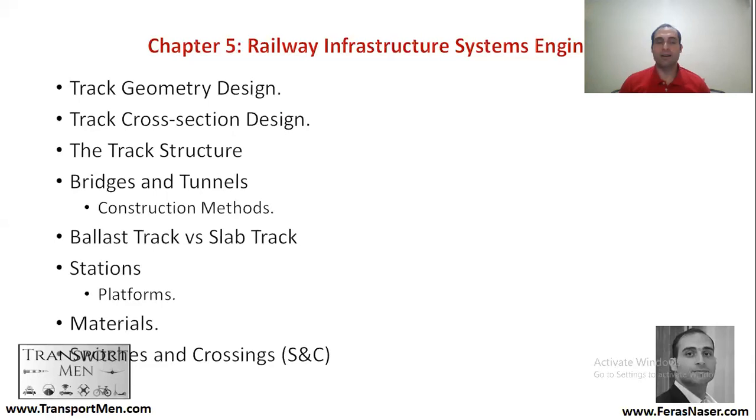Also, we'll talk about materials. What kind of materials are being used in railways? The ballast is an earth material, but the rails are from steel and the sleepers are from concrete, and stations are a mix of all, which also have several systems. And we'll talk about materials that are being used in railways.